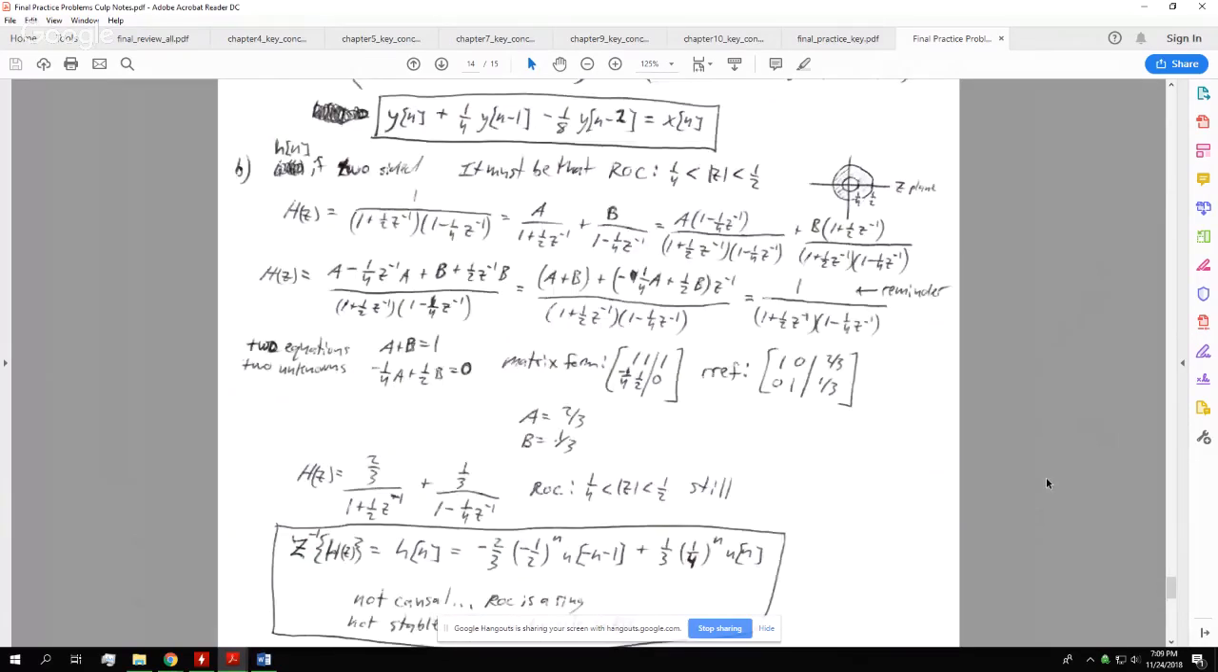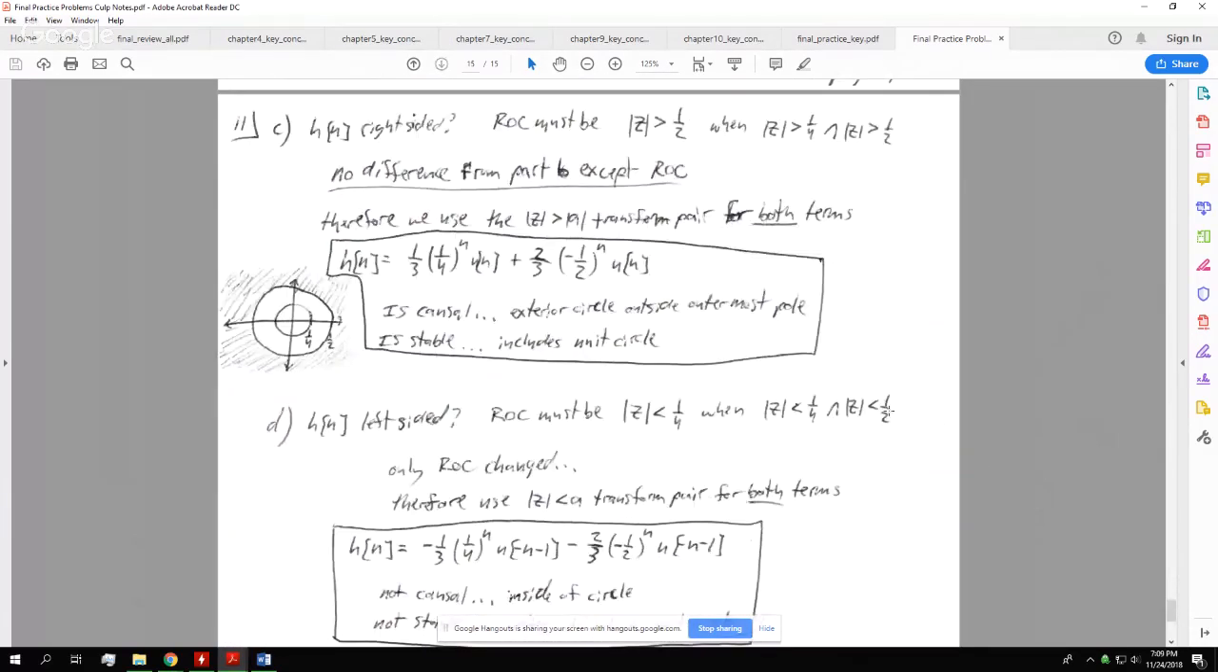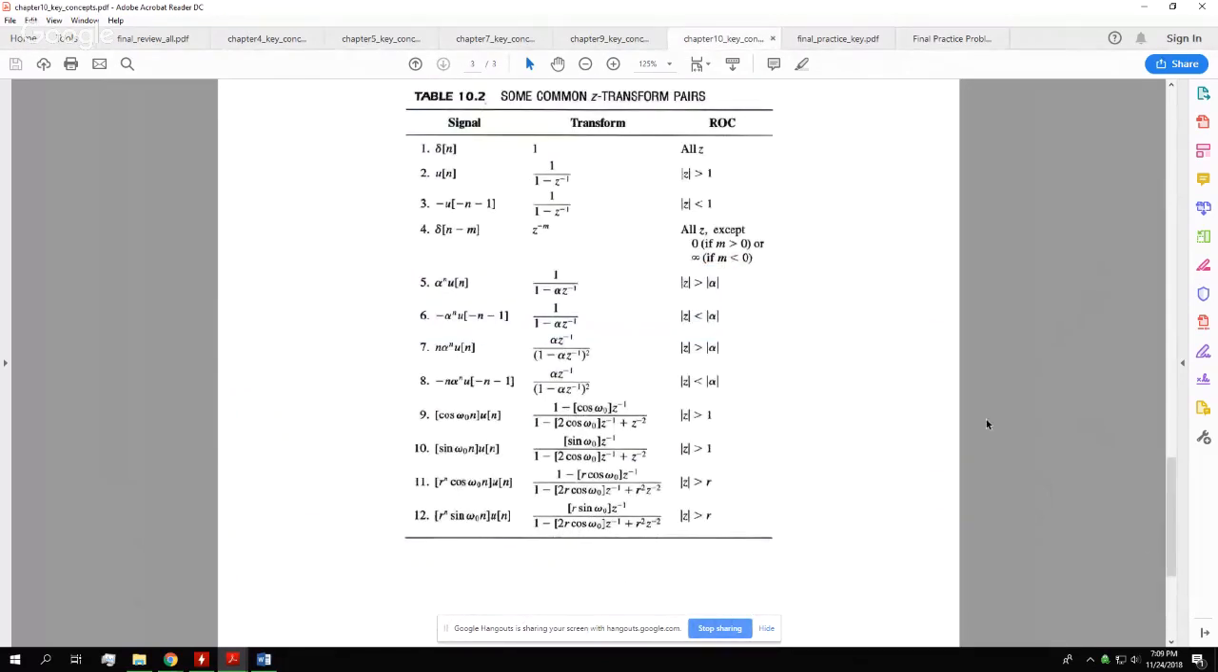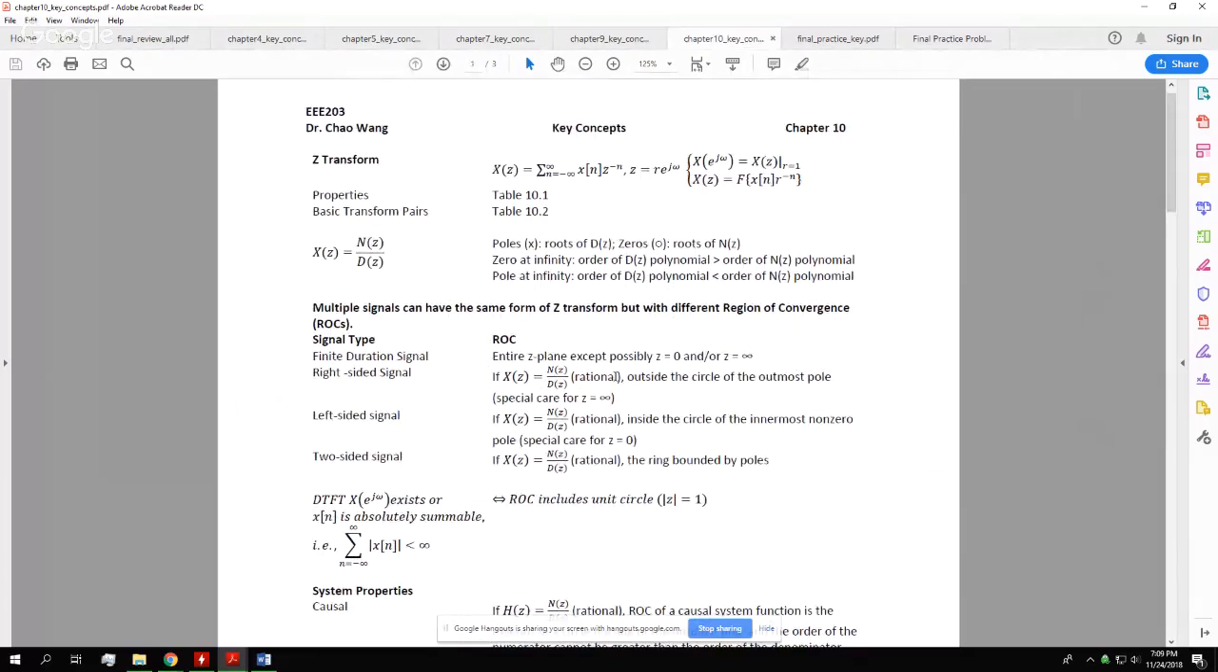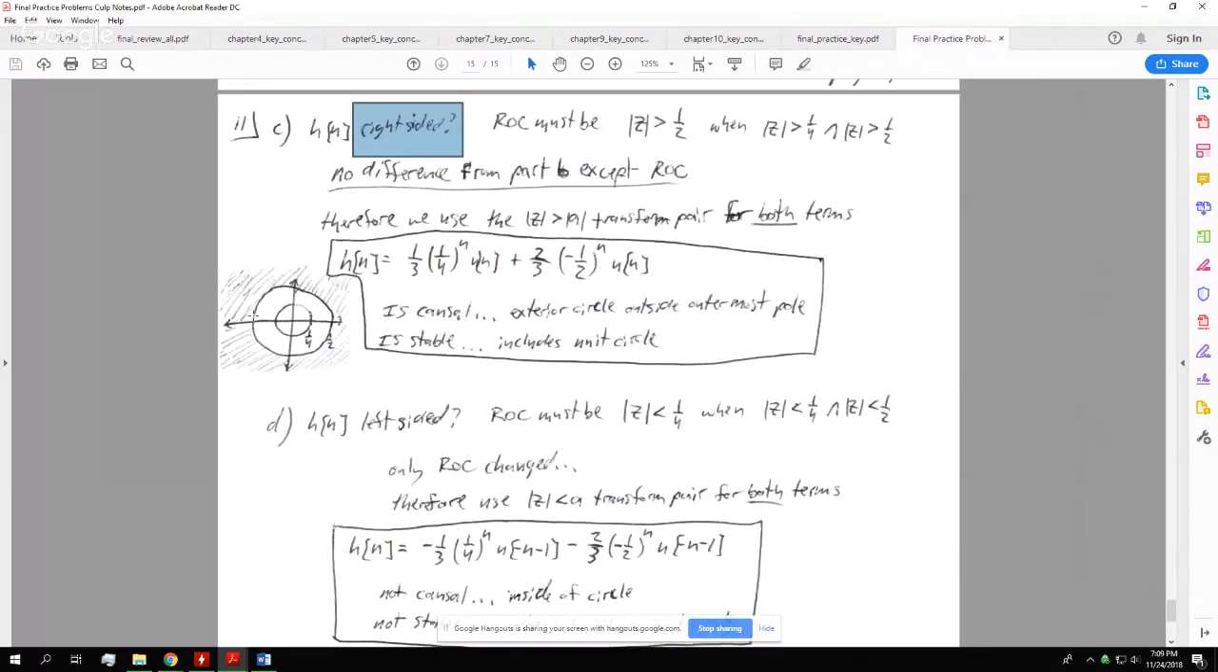So that's part B. Part C is going to be the exact same thing, except we have a right-sided signal. And by definition, a right-sided signal means that we have the outside of the circle of the outmost pole. So when I drew my region of convergence, I had to shade everywhere outside of the outside pole. My outside pole is a half. My inside pole is a quarter. So I shaded everything outside of that.